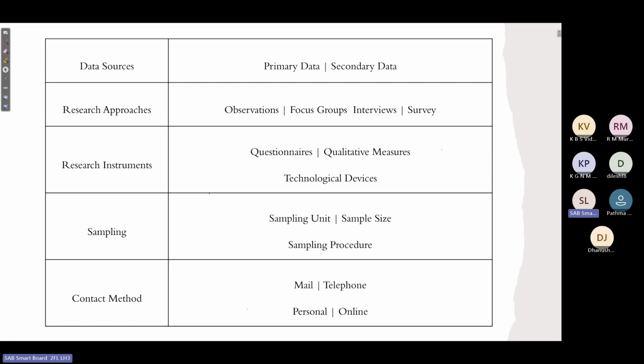That is about the research approaches. Then we have research instruments, which means either questionnaire or qualitative measures. So these surveys are more towards quantitative or questionnaires, right? Qualitative methods mean interviews, observations, focus groups. It's like we have more discussions.